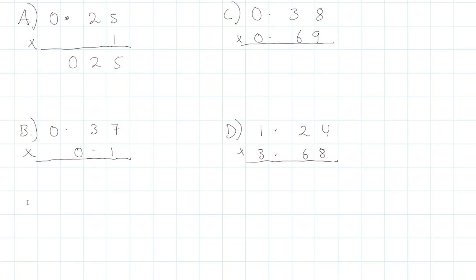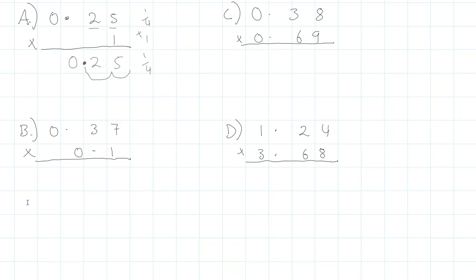So let's look at the sum. Well, there's 2 numbers after the decimal point in the first line, and there are no numbers after the decimal point in the second line. So let's come in 2 spaces from the right. So let's go 1 and 2, and let's place our decimal point in there. And so when we multiply 0.25 by 1, we get 0.25. Or if you think about it, when we multiply a quarter, 0.25 is the same as a quarter, by 1, we get a quarter. Okay, let's look at B now.